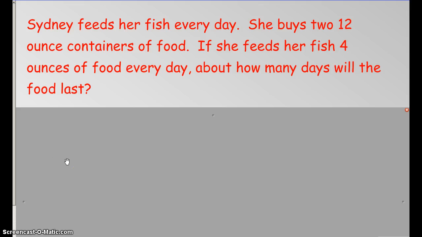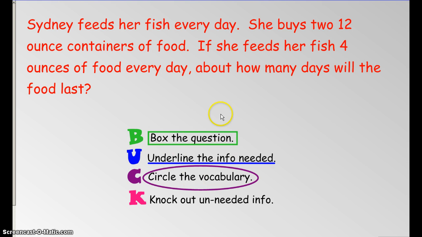Here's our first problem. The first step is just to always read the problem and try to get that picture in our head. Sydney feeds her fish every day. She buys two 12-ounce containers of food. If she feeds her fish 4 ounces of food every day, about how many days will the food last? And remember, these are the steps that we are going to use to help us to simplify, organize, and solve our problem.